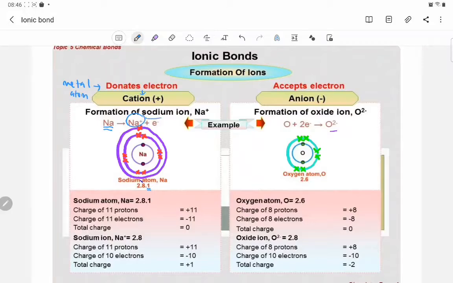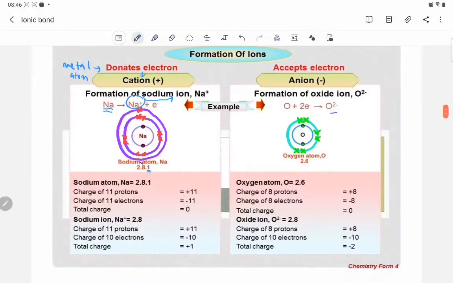So why does sodium atom have no charge? Let's see. A sodium atom has an electron arrangement 2.8.1, where the charge of 11 protons equals positive 11 and the charge of 11 electrons equals negative 11. So the total charge that we get is equal to 0. So that's why the sodium atom has no charge.